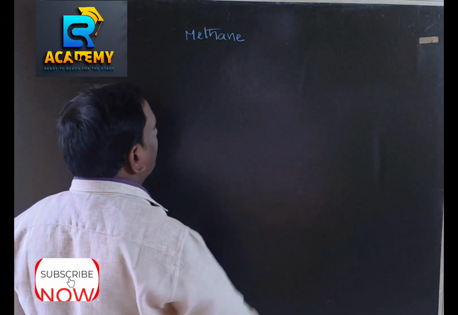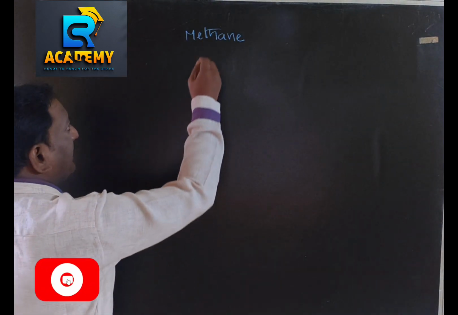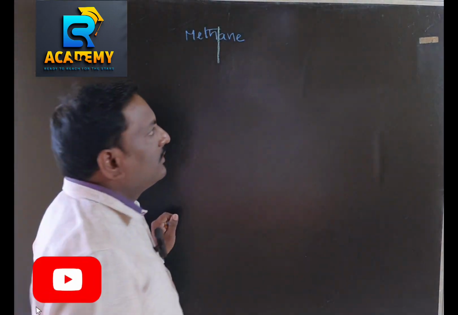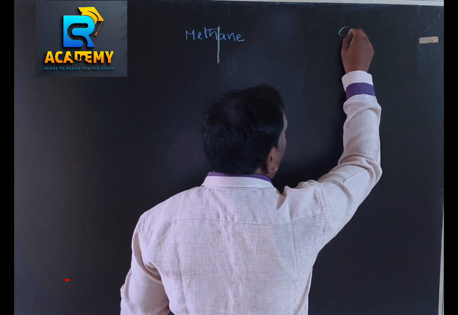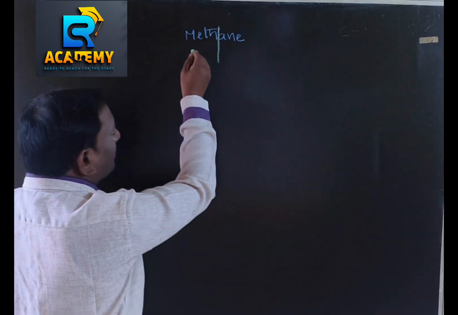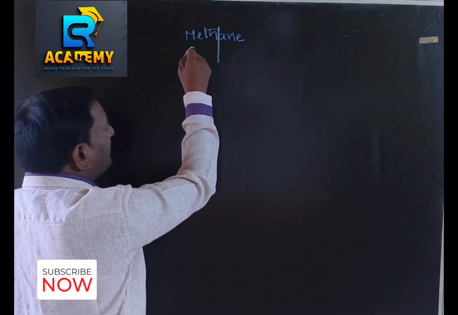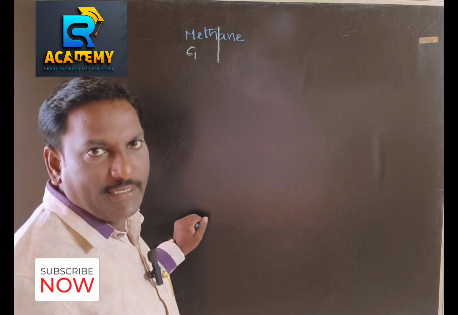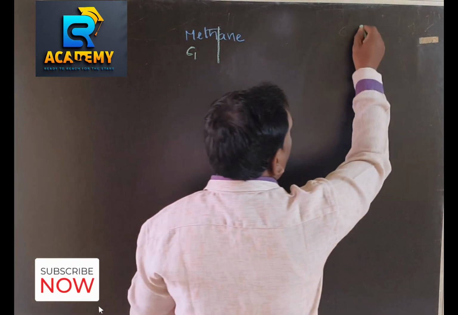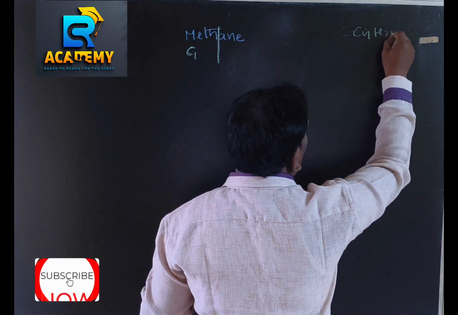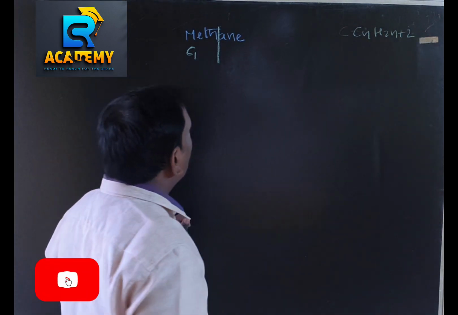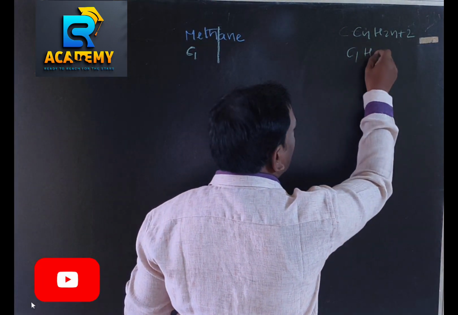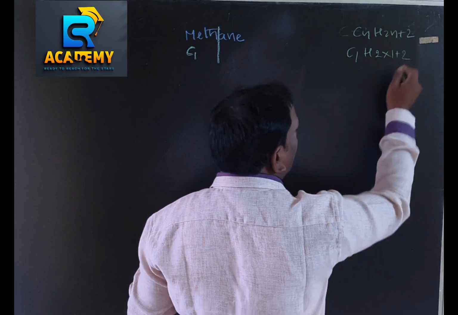Methane. First, divide the name of the hydrocarbon into two parts. Meth means 1 carbon. So the number of carbon atoms present in methane is 1. The 'ane' means alkane. The alkane general formula is CnH2n+2, where n is 1. That means CnH, 2 into 1 plus 2.